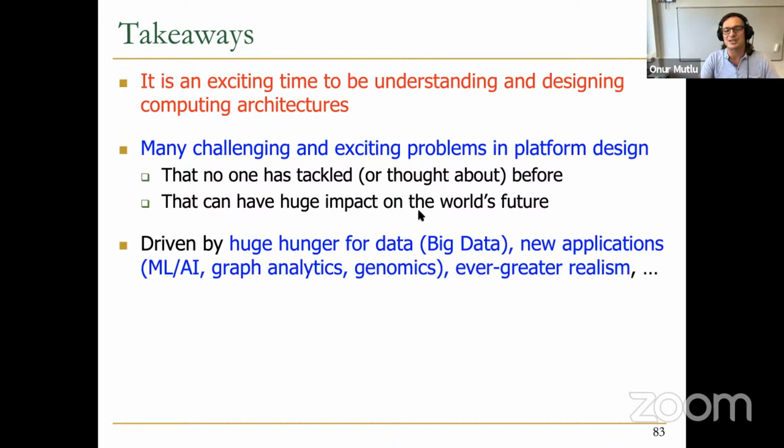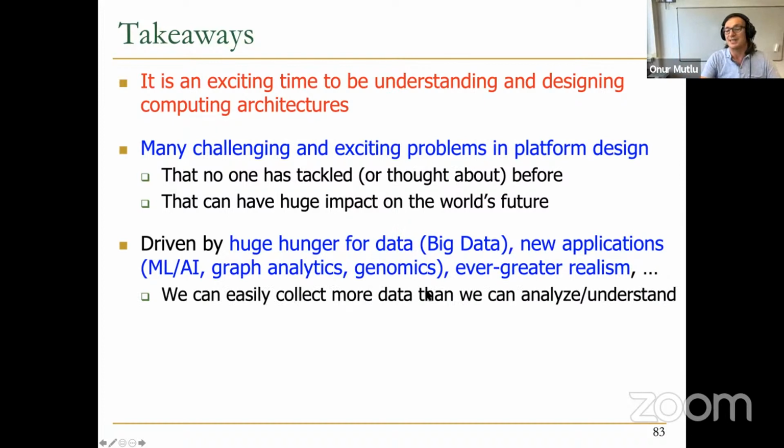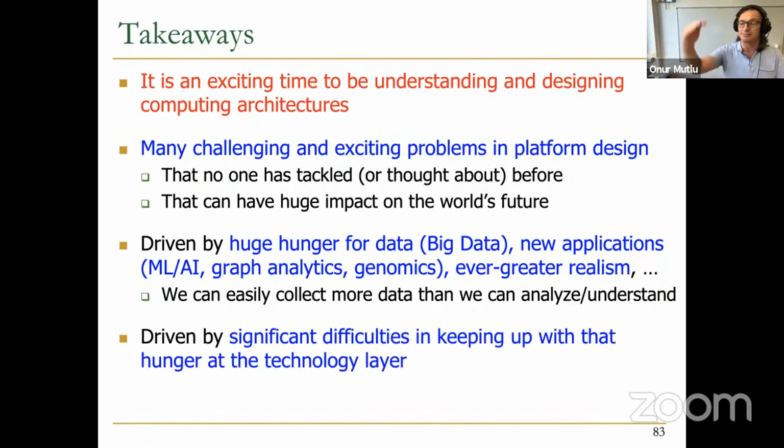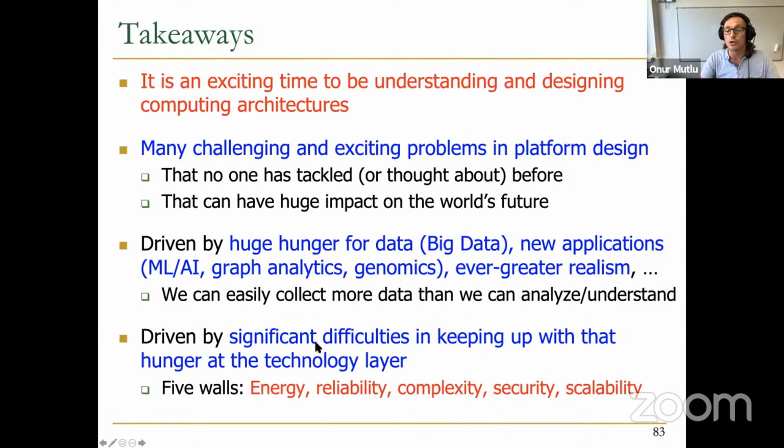As I mentioned earlier, this is really driven by applications at the higher end of the stack. We can easily collect more data than we can analyze and understand, and we can easily dream about new applications today. And it's also driven by the bottom parts, which is significant difficulties in keeping up with the hunger at the technology layer. Basically, a lot of technology scaling issues. All of these together lead to energy, reliability, complexity, security, and scalability problems. And you can certainly add safety and dependability, etc., or more robustness, the term robustness in general. So we have a lot of interesting problems to solve, basically.